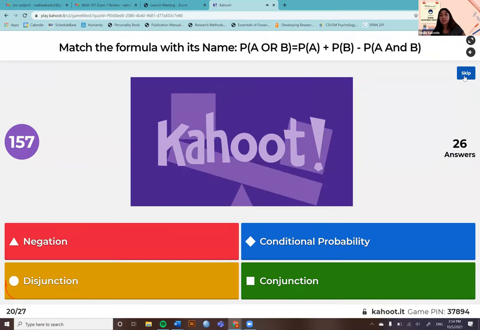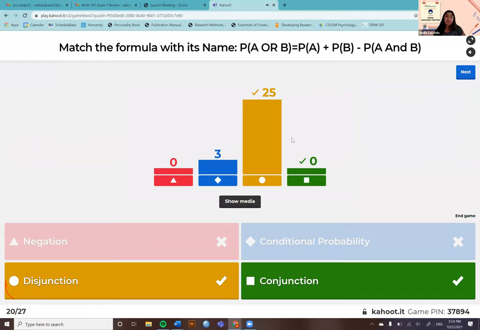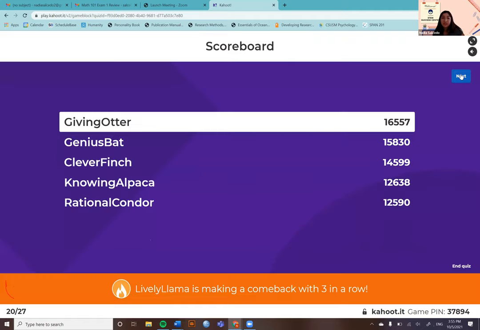So I'll go ahead and skip this one. And this one is supposed to be just disjunction, because conjunction would be, the keyword would be and, and disjunction, the keyword would be or. So yeah, to kind of differentiate between those two. Was it multi-select, just disjunction? I'll go ahead and go to the next one so we can get some other problems in.